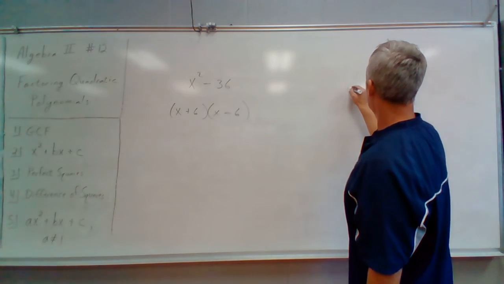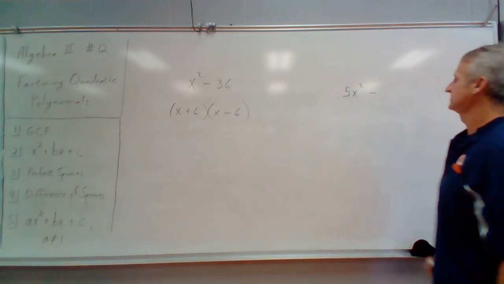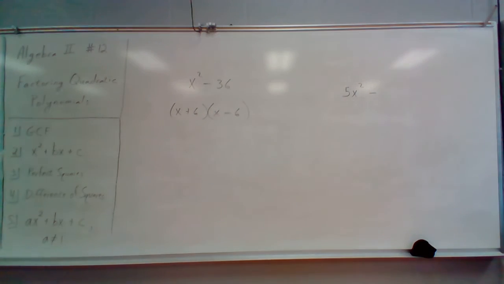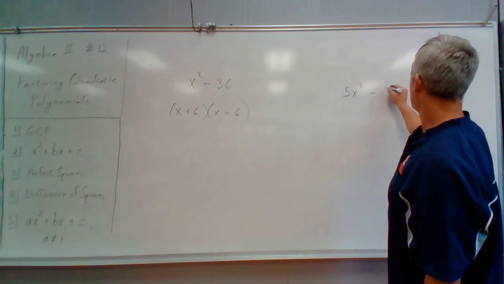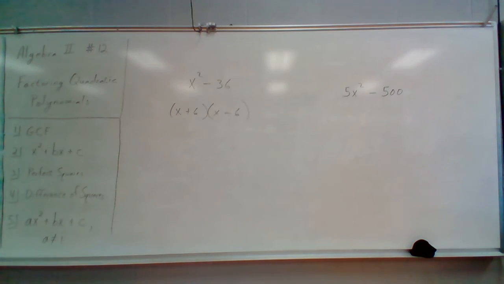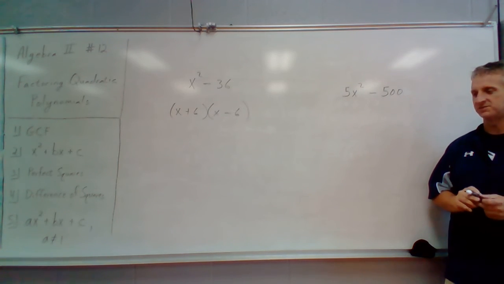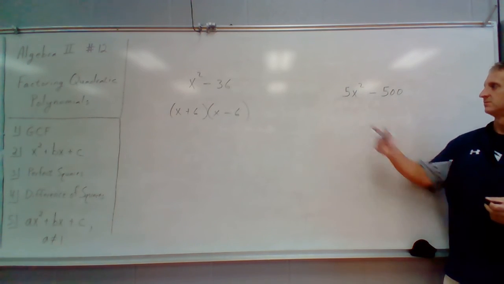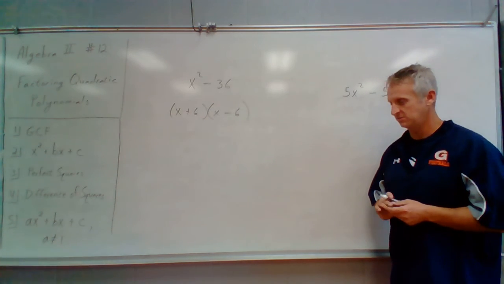Let's do 5x squared minus 500. All right. So I have a difference. Oh, wait, 500, that's not really a perfect square. 5 is not a perfect square. That doesn't look like a difference of squares.